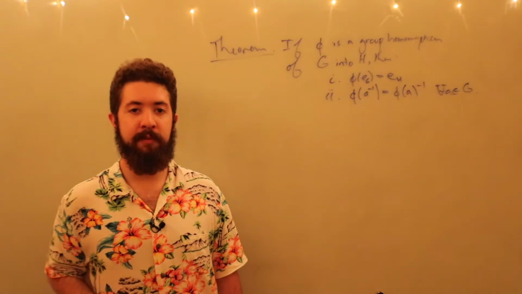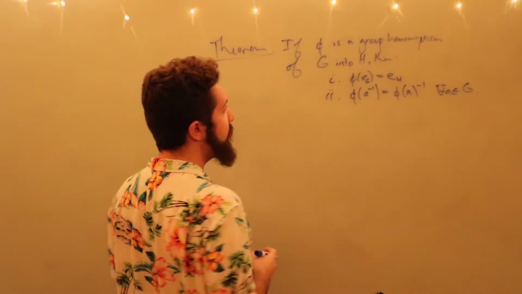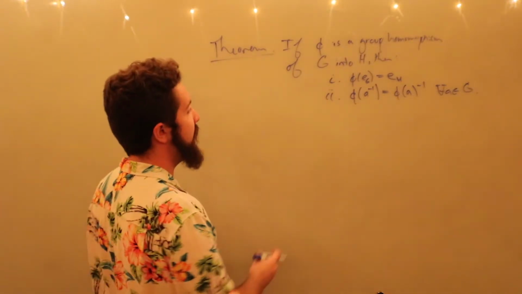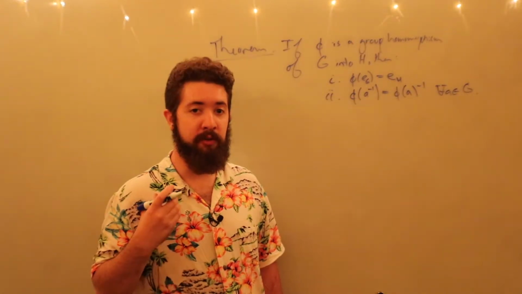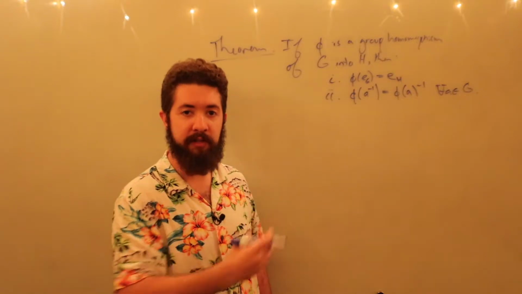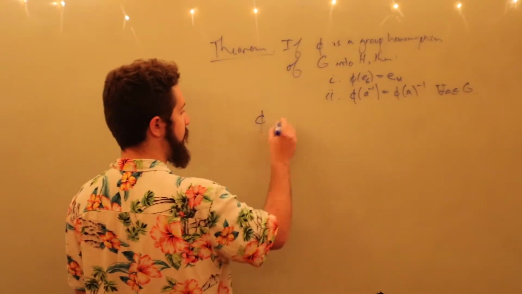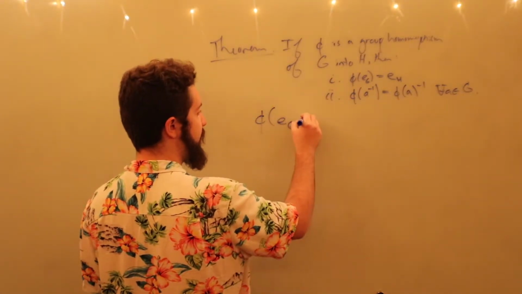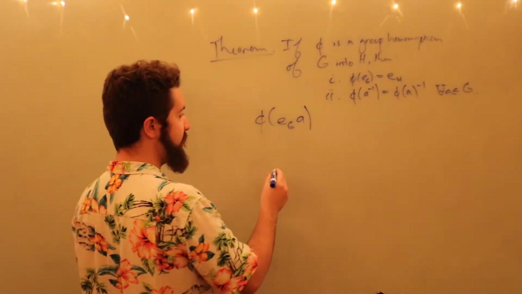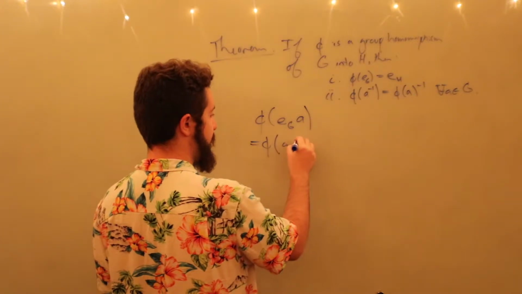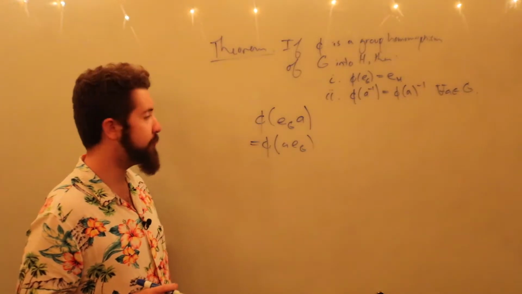All right, so let's prove some basic properties about homomorphisms. First of all, if phi is a group homomorphism of G into H, then it fixes the identity. In other words, the image of the group identity in G is going to be the group identity in H. How do we show this? Let's consider the product phi of E sub G times a for arbitrary a in the group G. This is going to be equal to phi of a times E sub G because every element commutes with the identity element.